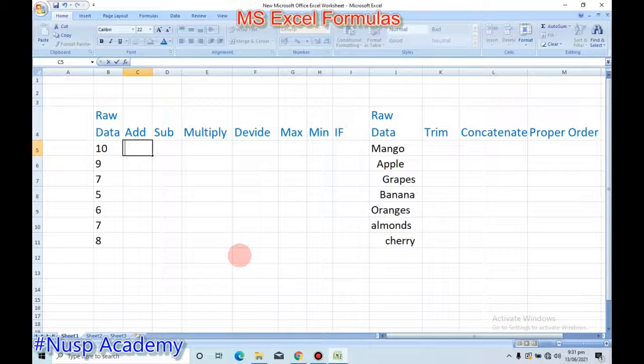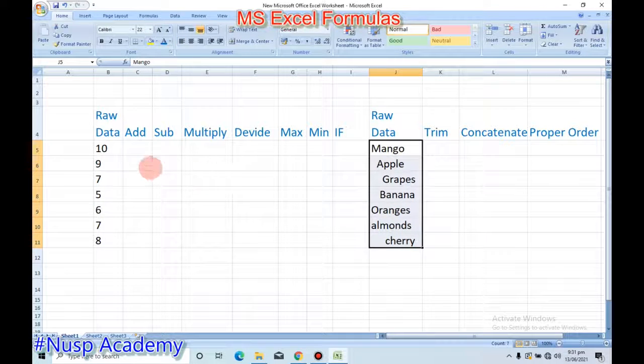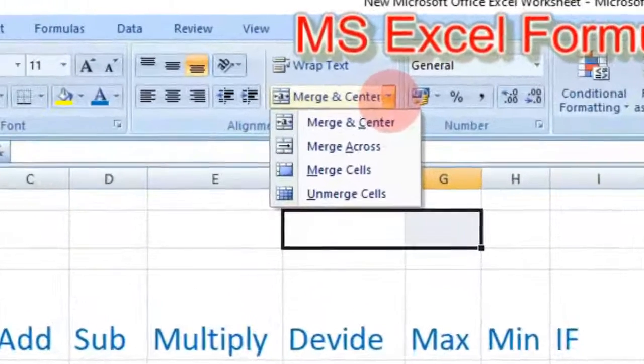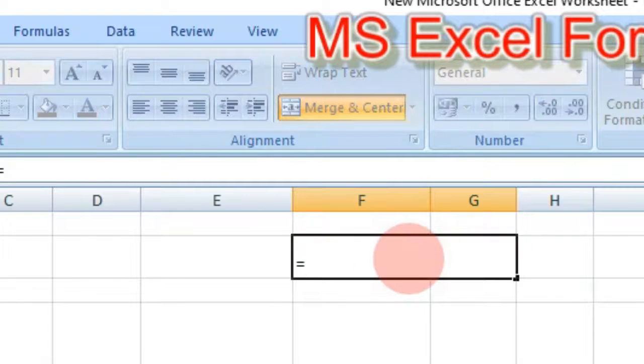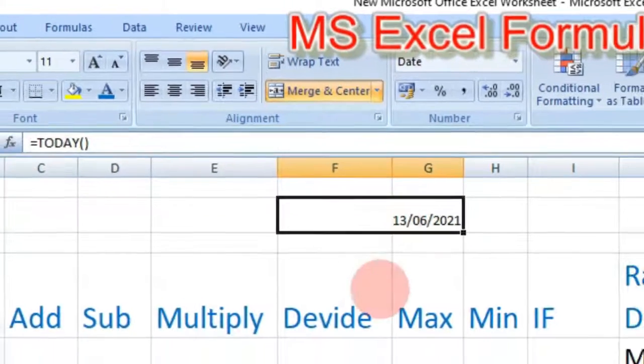Today we'll learn some MS Excel formulas. We have raw data here and here. Let's play with it a little. First, let's add today's date. Merge these two cells. Equal to today, parentheses and enter. This is today's date.